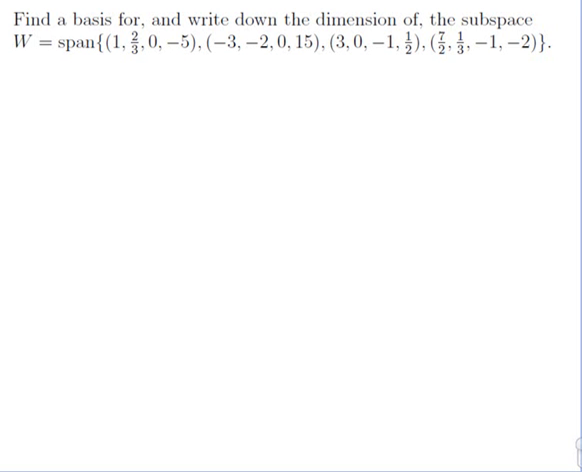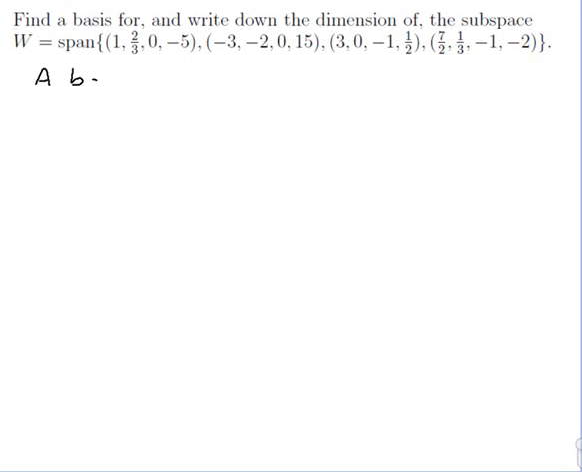Find a basis for and write down the dimension of the subspace W, which is equal to the span of these four vectors, which look like they're in R4. Well, let's see what I've been asked to do. I've been asked to find a basis and the dimension, so I need to know what those words mean in order to actually answer the question. So let me find the definitions and write them down.